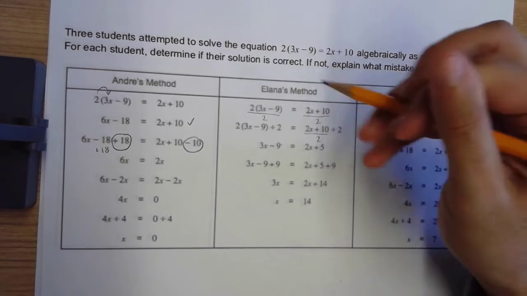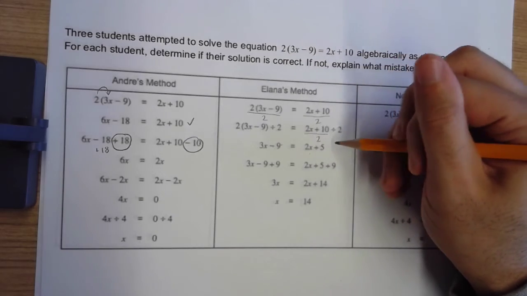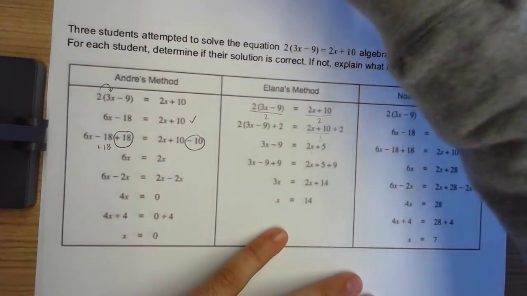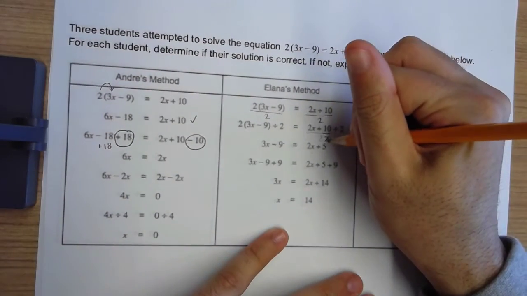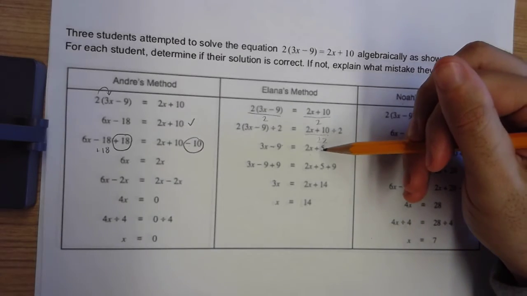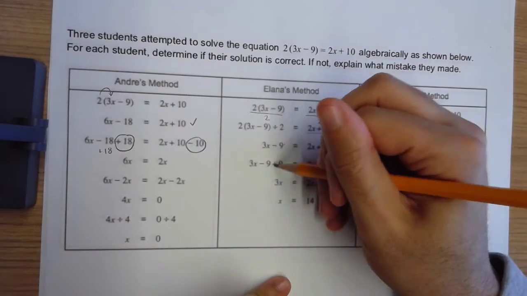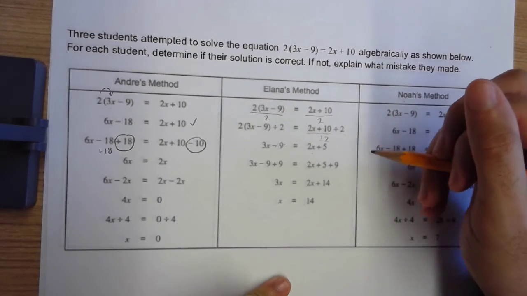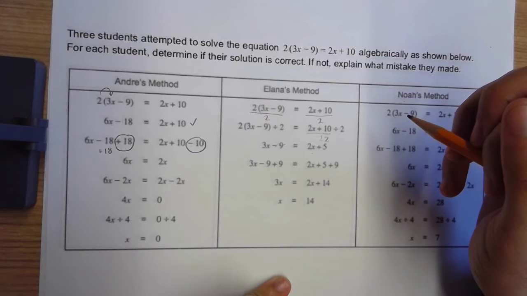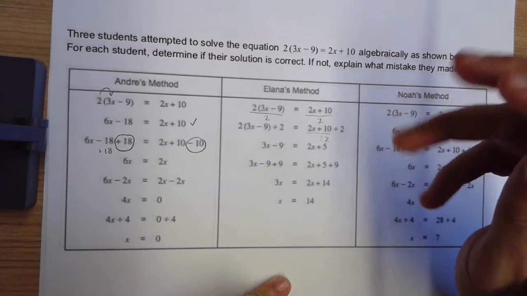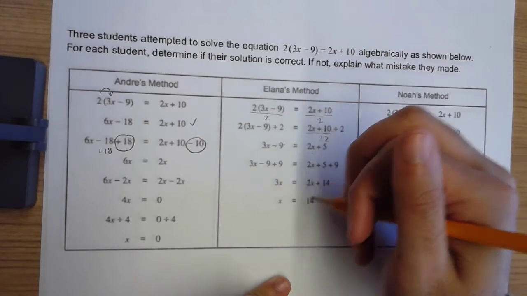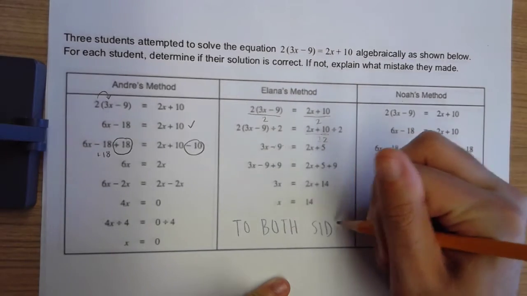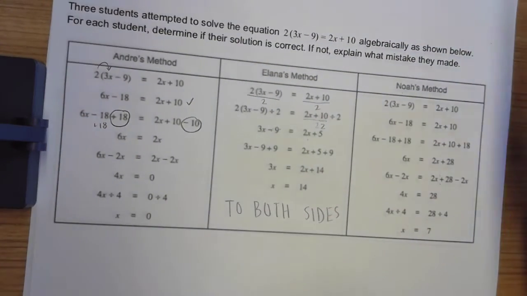It does not look as though Alana divided the entire right side by 2. It seems as though Alana only divided the positive 10 by 2. That will also not get her to the correct answer. I see she's adding 9 to both sides, which would have been cool. 3x would have been equal to 2x plus 14. Then she did the math. Great, subtracting 2x on both sides. That, however, will not get you to the answer. You need to do the same thing to both sides. Tough luck, Alana.